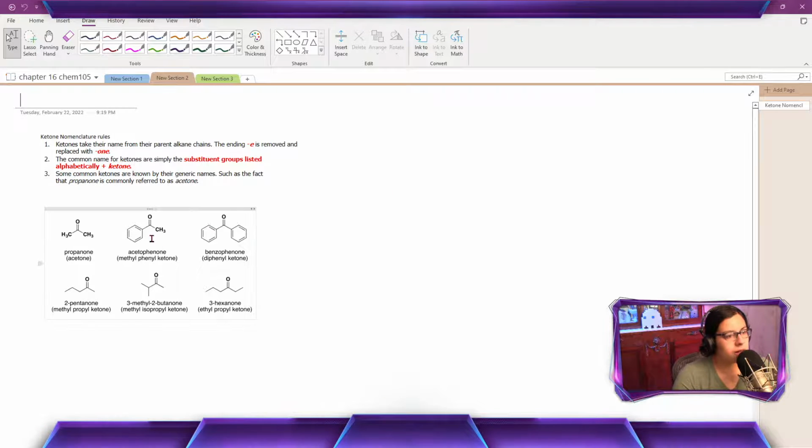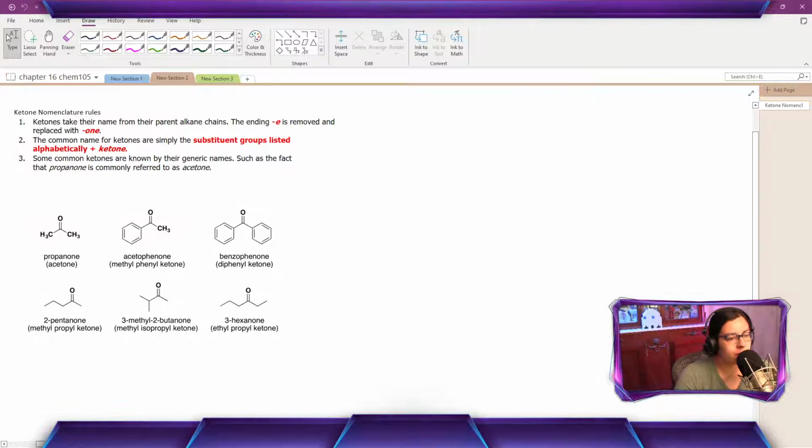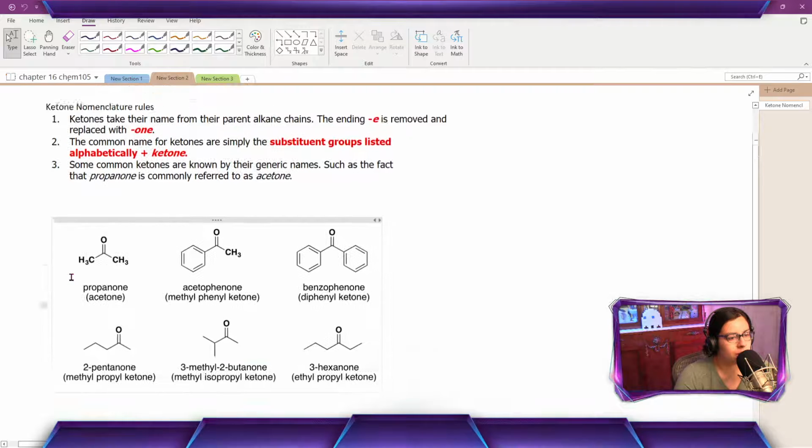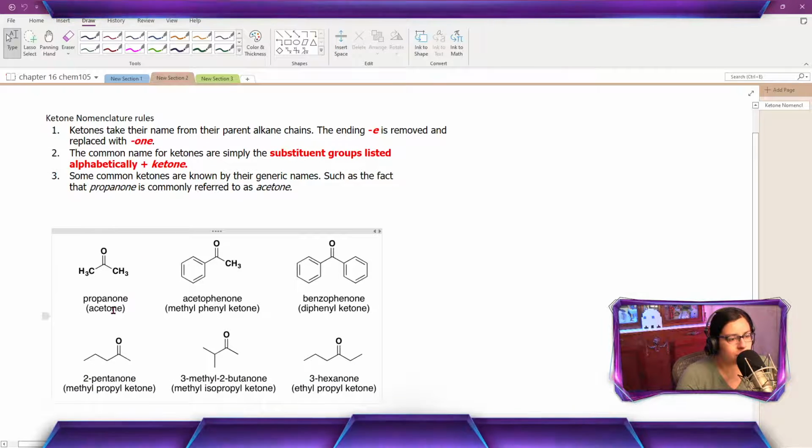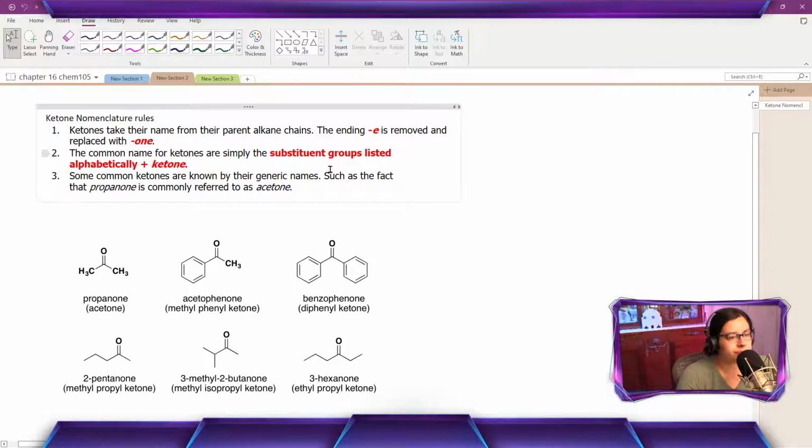And then, looking at the ketones, they also follow similar rules. The ketones are now more in the middle, and so they take their ending, the E is removed and then replaced with "one." So this would be propanone, otherwise known as acetone. This is a common name.